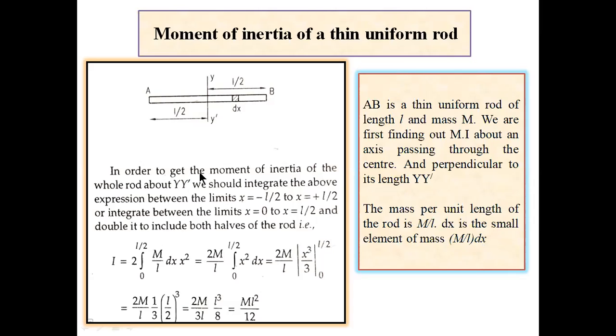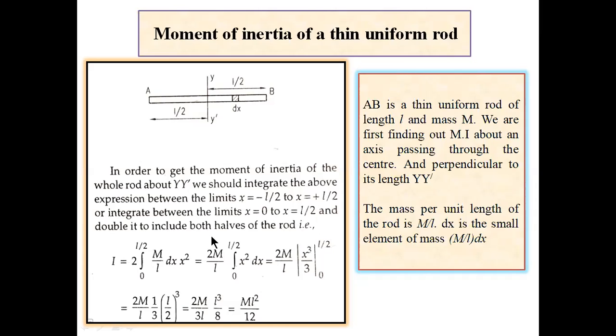Now, in order to get the moment of inertia of the whole rod about y dash, we should integrate the above expression between the limits x equal to minus L by 2 to x equal to plus L by 2, or integrate between the limits x equal to 0 to x equal to L by 2, and double it to include both halves of the rod.